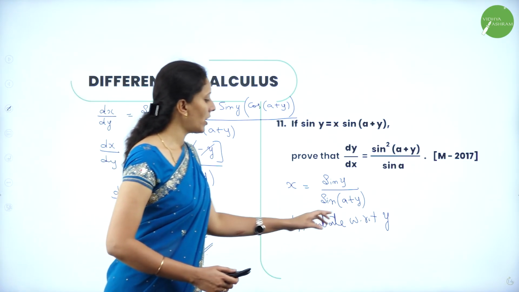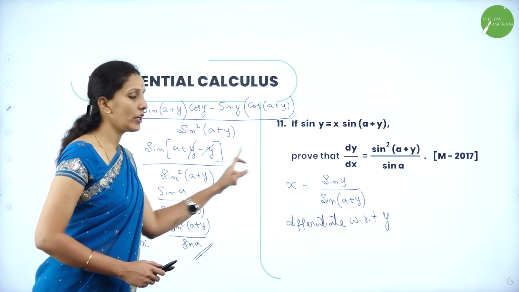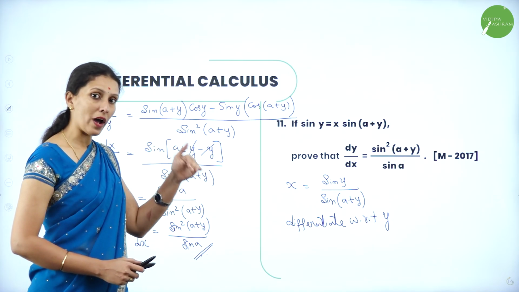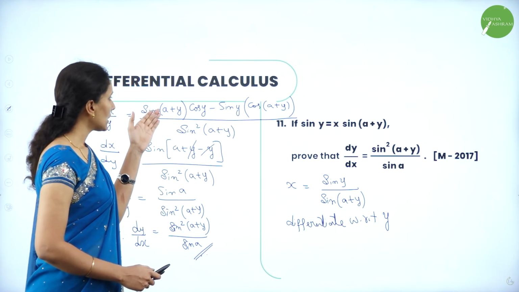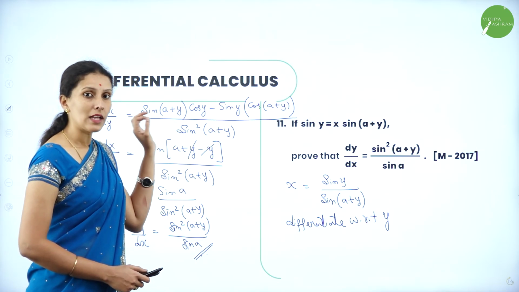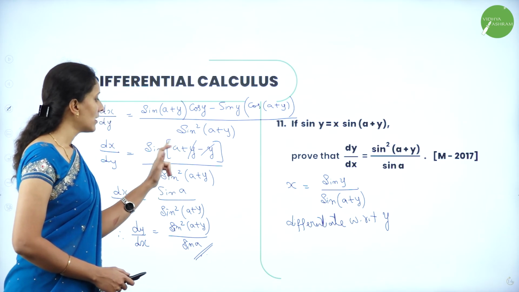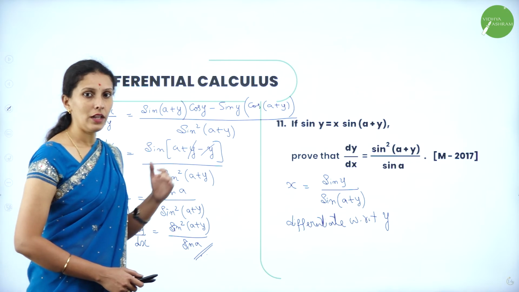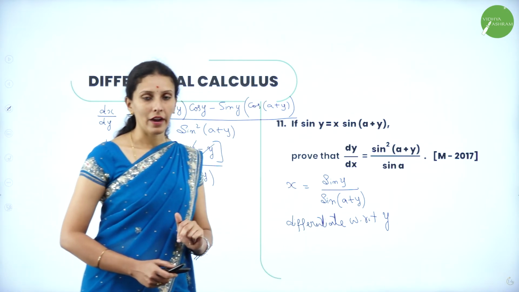So when you are differentiating with respect to y, write dx by dy, and here no need to write dy by dx for any function, because we are differentiating y with respect to y. So therefore just go on differentiating. Here this is in the form of sin a cos b minus cos a sin b. Apply the formula of sin (a minus b). So therefore it becomes sin a, because plus y minus y cancel. Then take the reciprocal, we get dy by dx is equal to sin square (a plus y) divided by sin a.